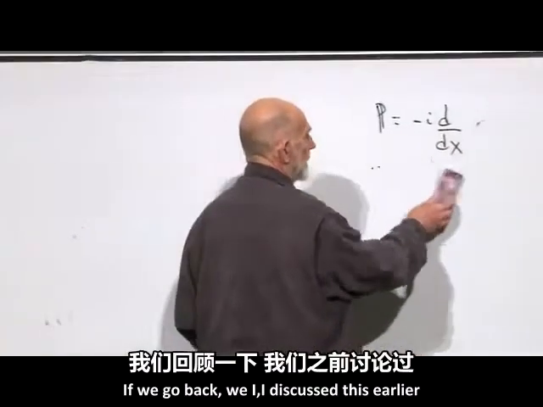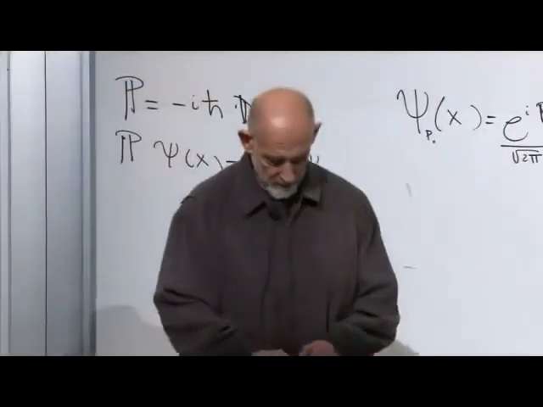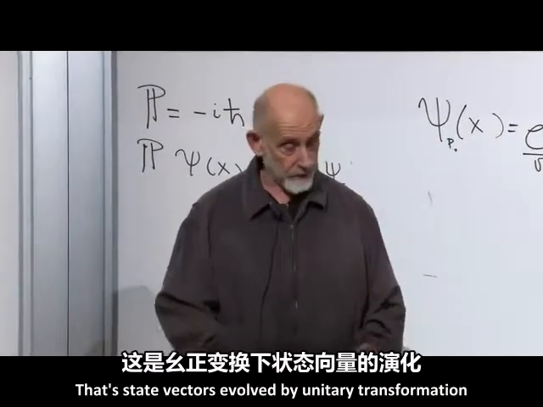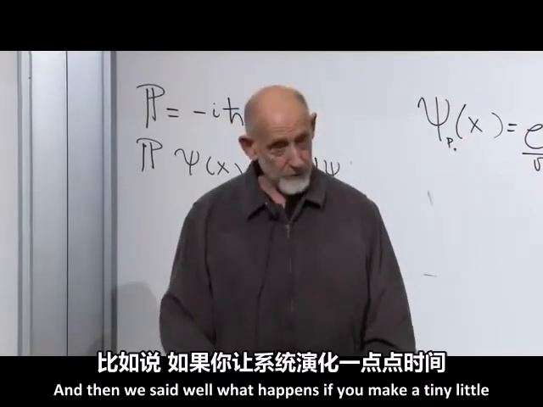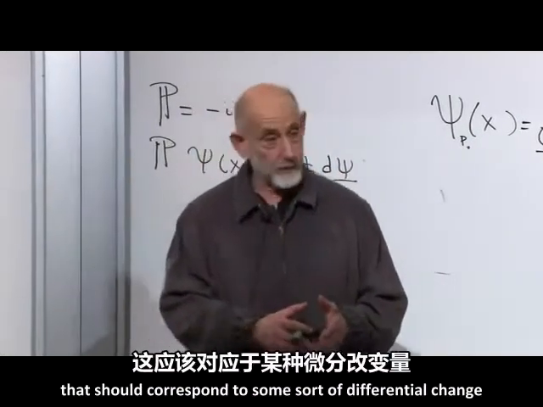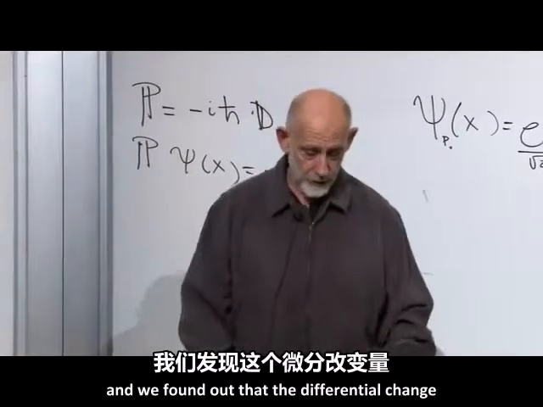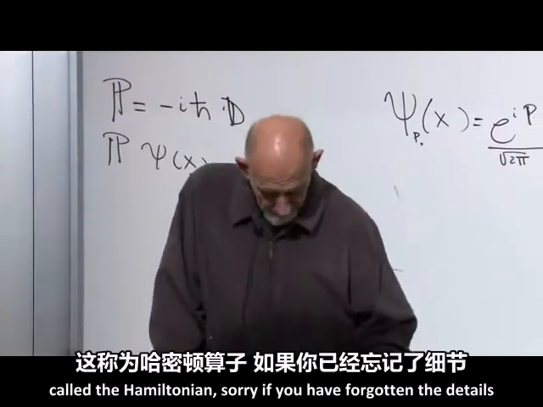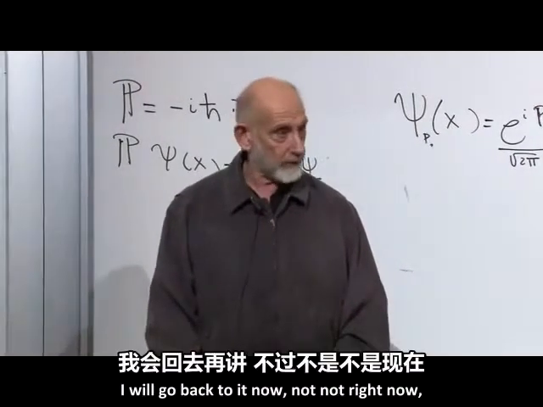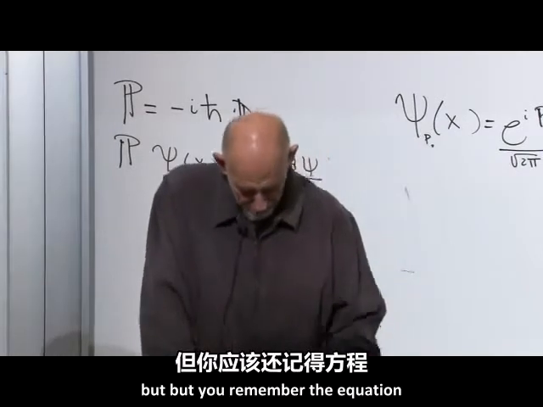I discussed this earlier, but let's go on. The starting point was the idea of the unitary evolution of state vectors, that state vectors evolve by unitary transformation. And then we said, well, what happens if you make a tiny little change in time? That should correspond to some sort of differential change in the state vector. And we found out that that differential change was governed by a Hermitian operator called the Hamiltonian. So if you have forgotten the details of that, go back to it. Not right now, but you'll remember the equation.